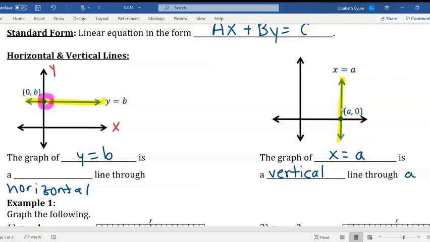Okay, and this would be what we call an x-intercept. Because that's where it intercepts, like an intersection, like in a road, right? It's where two roads cross. So in math, you can have that, but with a coordinate point.